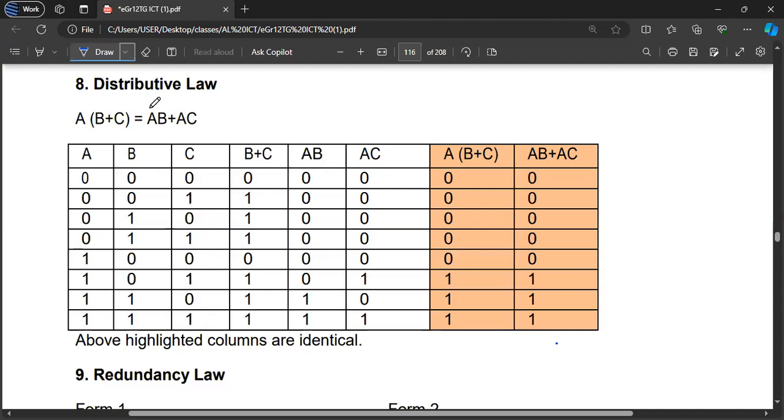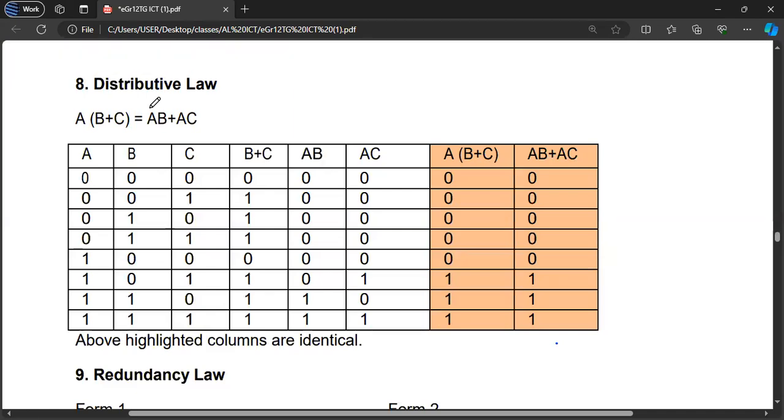Now here this is very simple, right? So even I don't need to refer to the truth table directly. I can say, A within brackets B plus C: remove the brackets and multiply, A B plus A C. So A within brackets B plus C is equal to, remove the brackets and multiply, A B plus A C.